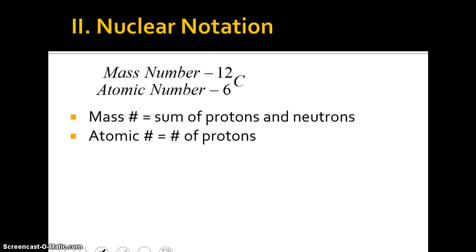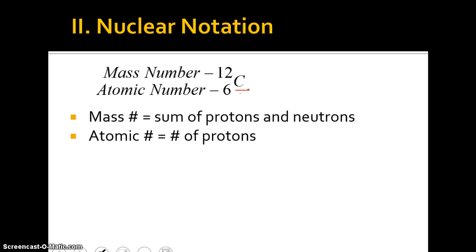Some nuclear notation. We've talked about mass number and atomic number back in chapter 4, and it has been on every test, but just remember that mass number is the sum of the protons and the neutrons in the nucleus. The atomic number is the number of protons, and remember that's the number above the symbol on the periodic table. So when you are doing nuclear notation, we've got your atomic symbol here, and then the atomic number goes on the bottom to the left, and the mass number goes on the top to the left.